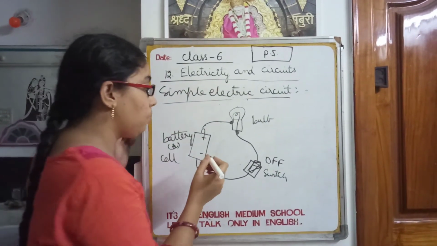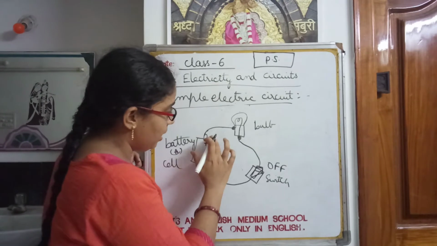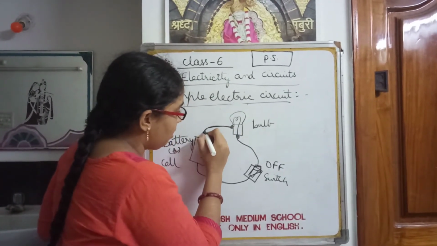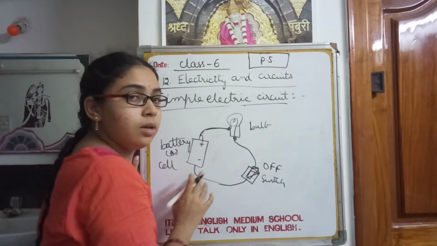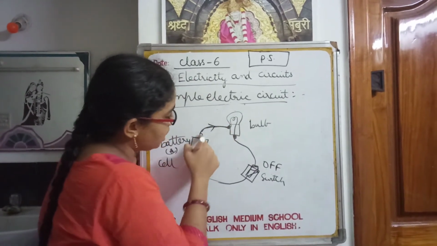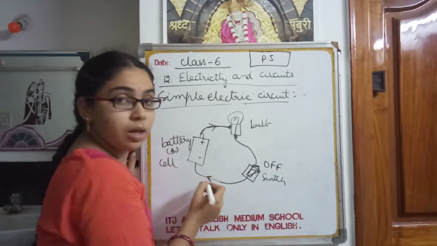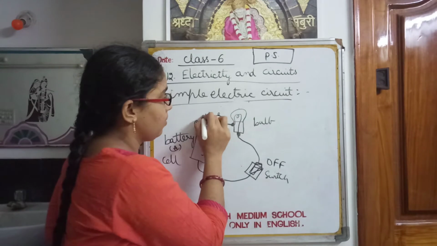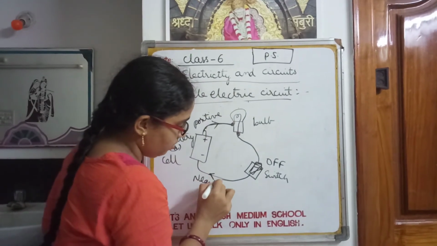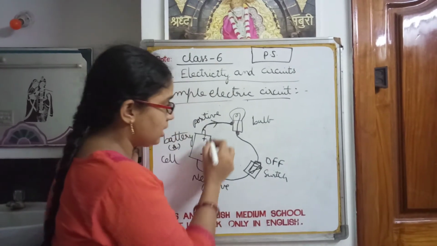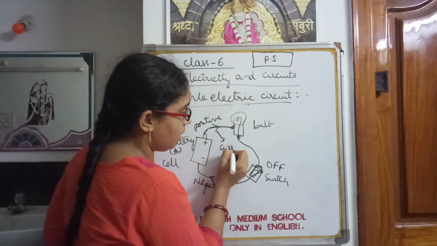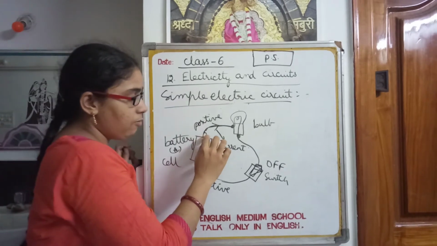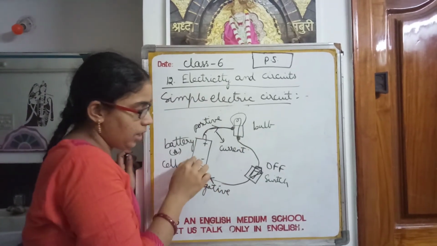One important point you have to note is, a battery has two terminals, right? Always the path of current is taken from the positive terminal to the negative terminal in a circuit. This is the positive terminal and this is the negative terminal. And what does this arrow indicate? This arrow is current. It indicates the flow of current. Always in a circuit, current flows from the positive terminal to the negative terminal.